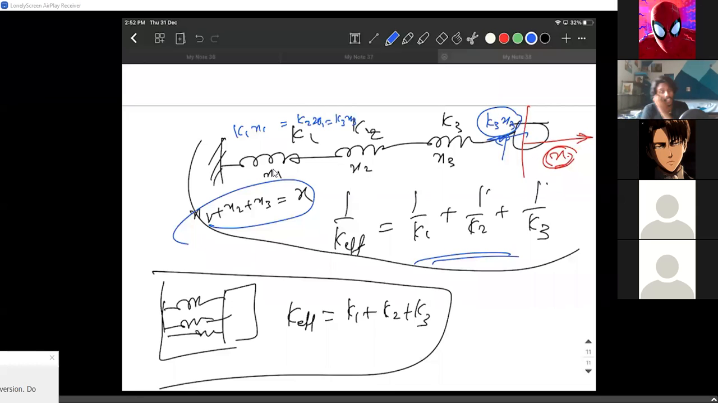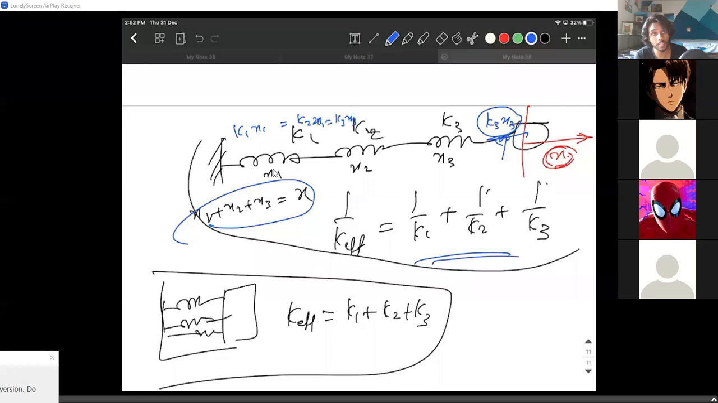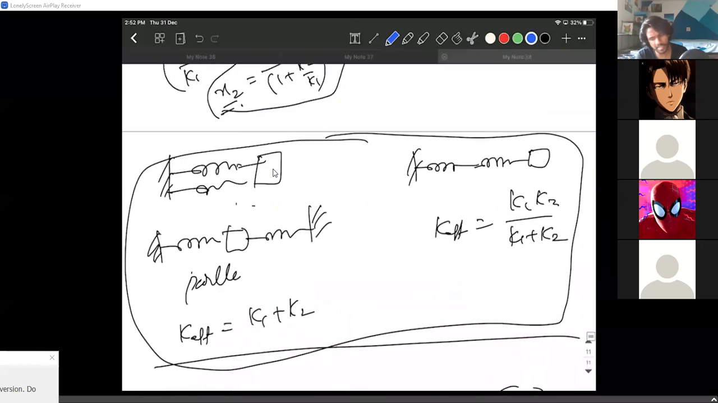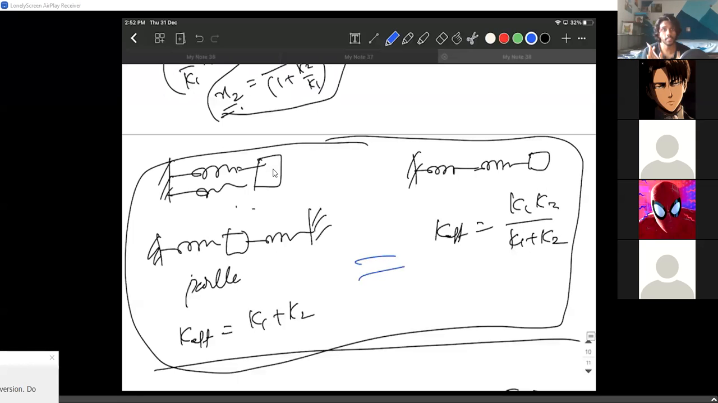Guys, whoever didn't understand the series and parallel spring systems, please simply remember this thing. This is more than enough. I taught you that so that you understand the way we are approaching the problem. If you don't understand it, you're totally fine with this. Nobody's going to ask you the proof for that.